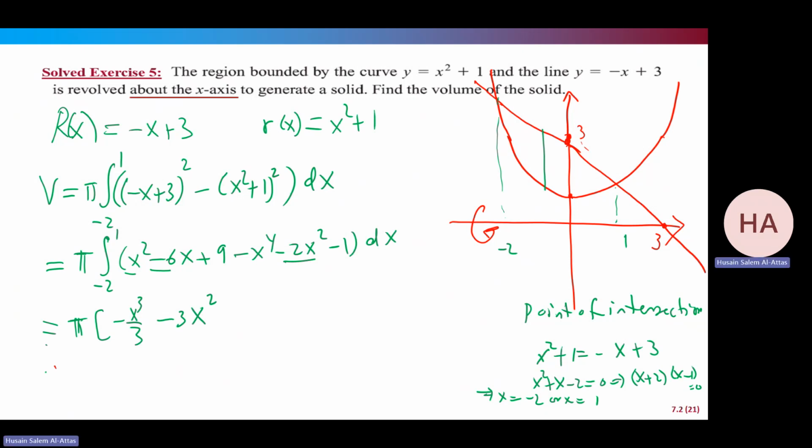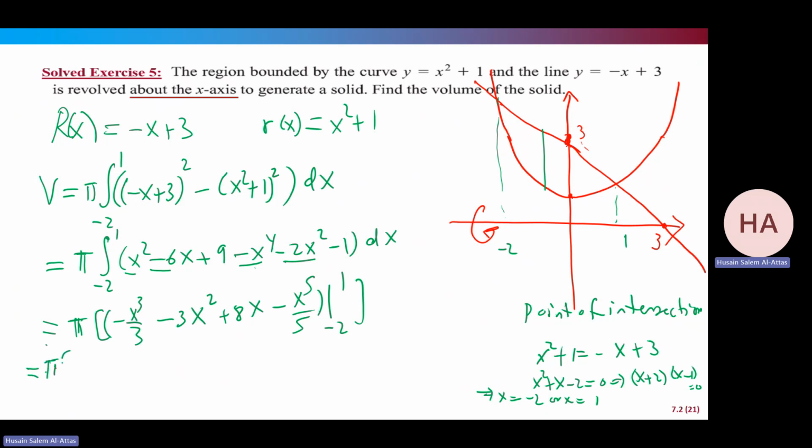Okay. I have 9 minus 1, that's plus 8x, minus x to the power 4 minus x to the power 5 over 5, from minus 2 to 1. Okay, let me try to deal with these fractions.